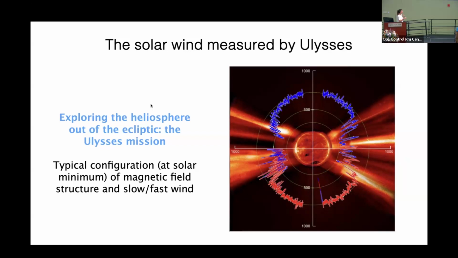So we can see here that there is a relatively steady wind coming from the highest latitudes, and then there is a highly variable, slower wind at the lowest latitudes in correspondence of closed magnetic field lines. So this is, first of all, to point to the fact that the magnetic field structure plays an important role to determine what kind of wind you get.